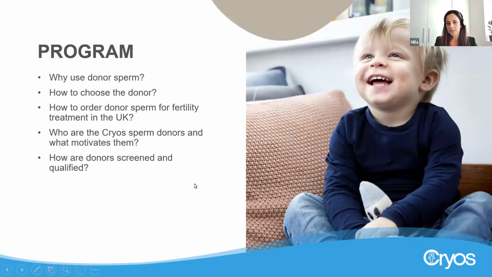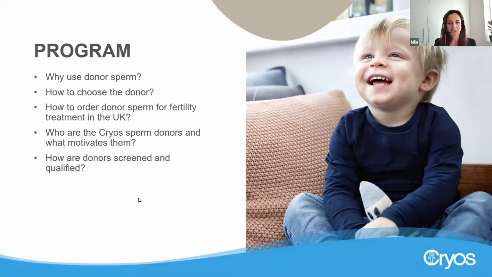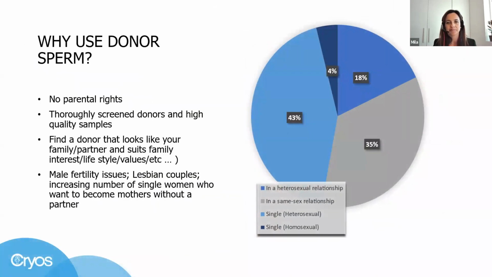So what we're going to cover today: why use a donor, how to choose the donor, how to order donor sperm for fertility treatment in the UK specifically, who are the Cryos sperm donors and what motivates them to donate, and how our donors are screened and qualified to become compliant under the UK regulations. And stop me anytime if you have any questions and we can address them.